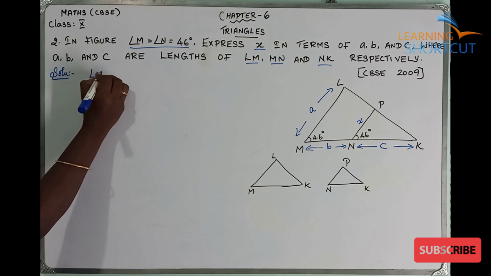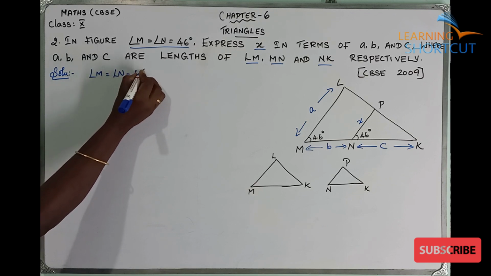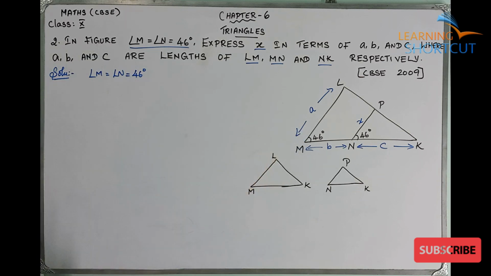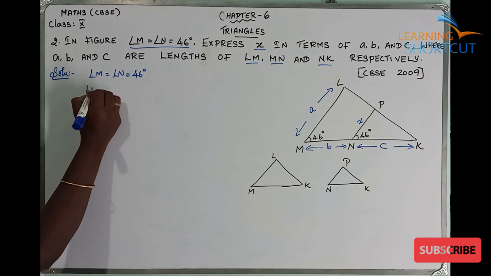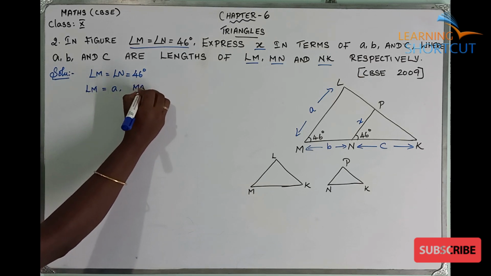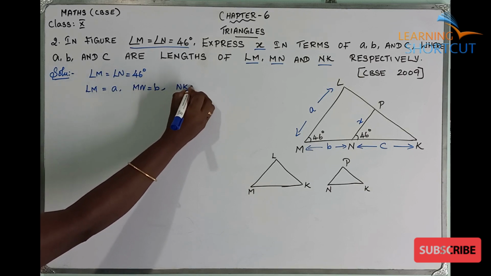They have given angle M is equal to angle N is equal to 46 degrees. So this has been given in your diagram, 46 degrees. So we have to express x in terms of a, b and c. Here they have given the length of LM is equal to a, MN is equal to b, and NK is equal to c.